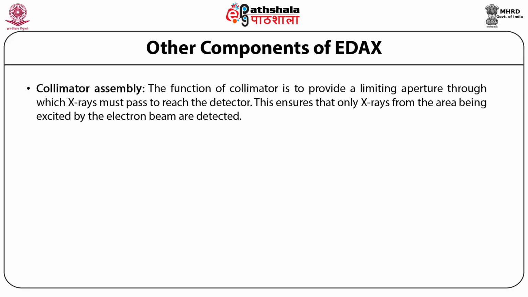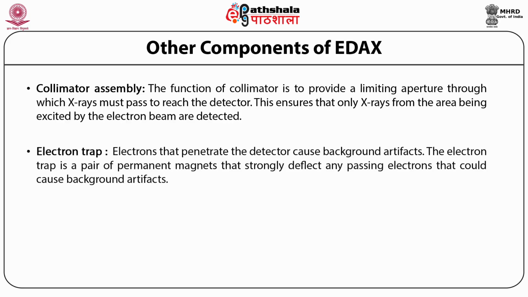The function of the collimator is to provide a limiting aperture through which X-rays must pass to reach the detector. This ensures that only X-rays from the area being excited by the electron beam are detected. The second component is the electron trap. Electrons that penetrate the detector cause background artifacts. The electron trap is a pair of permanent magnets that strongly deflect any passing electrons that could cause background artifacts.